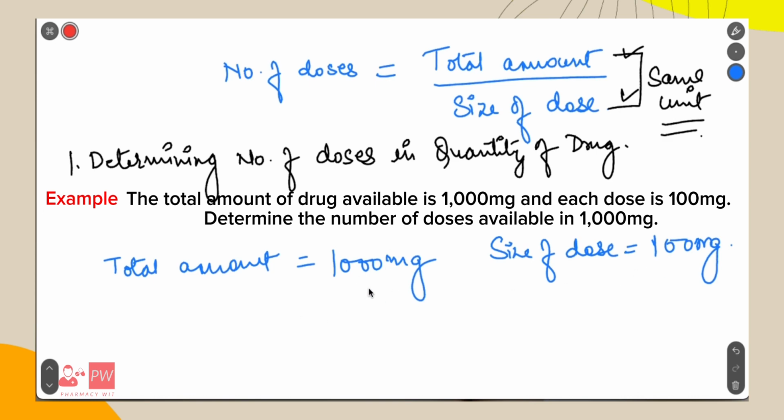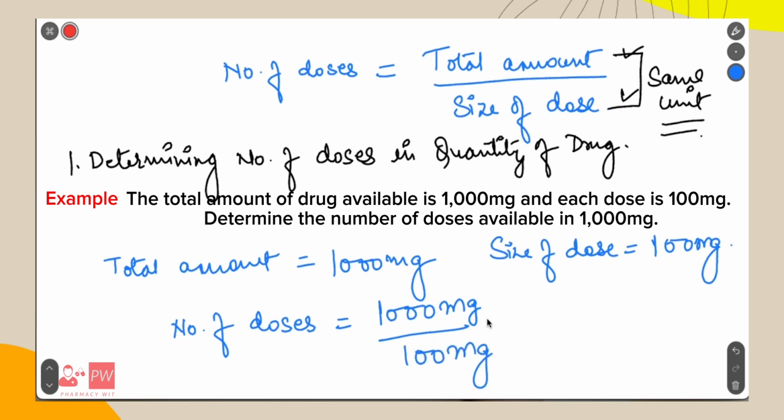Just put the values in the formula. So this way you can calculate the number of doses. How to calculate the number of doses? Total amount divided by size of dose. What is the total amount? That is 1000 mg. And what is the size of dose? 100 mg. So what will you get? Just cancel these two zeros with these two zeros, you will get 10. So 10 doses is the number of doses.